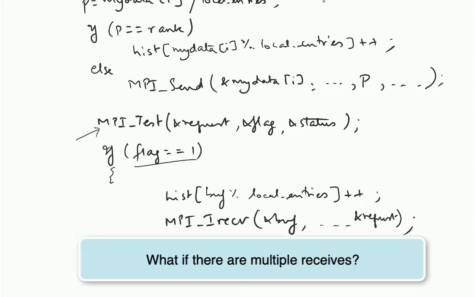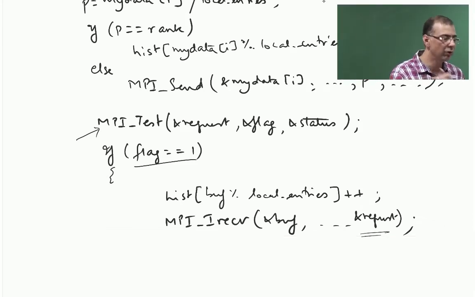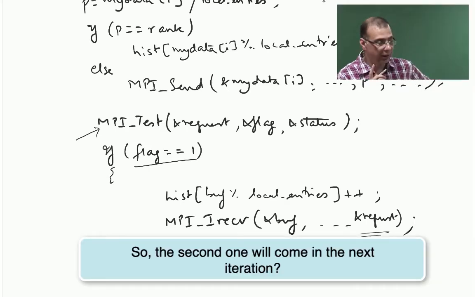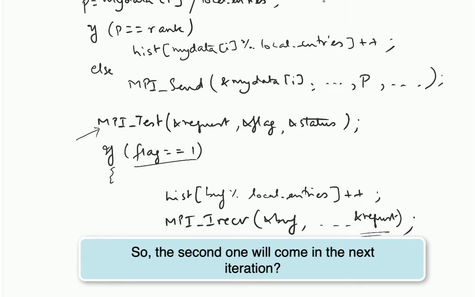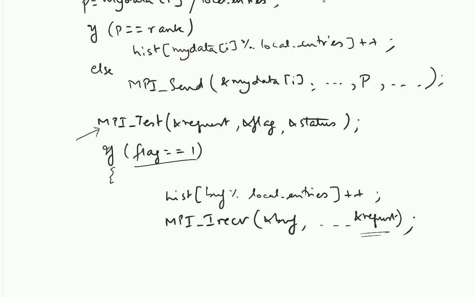So what if there are multiple receive signals? You're saying that multiple data has come which matches the receive, so it will give you one at a time. So the second one will come in the next iteration? In the next iteration. You have to post another MPI_Irecv. When you post the MPI_Test corresponding to that, it will tell you that the next data has come. So even after this while loop ends, we'll have to post another while loop. We'll come to that. But let's at least get the high level idea of what we're trying to do, then we'll get into the intricacies of small issues that need to be dealt with.